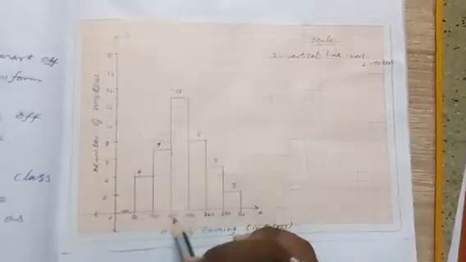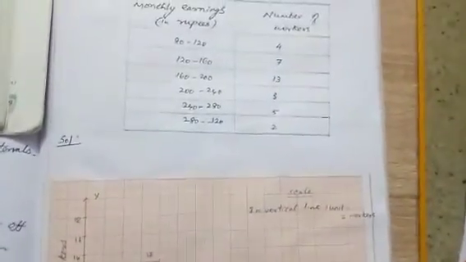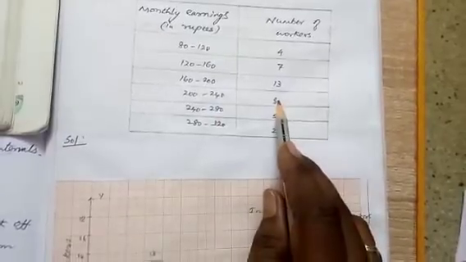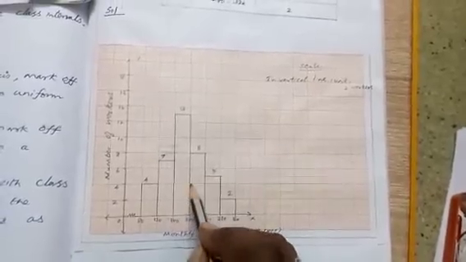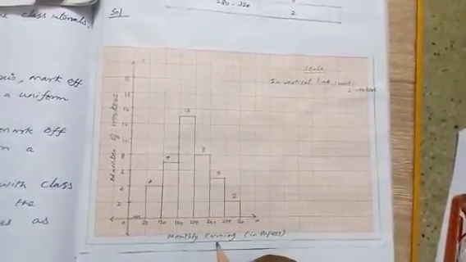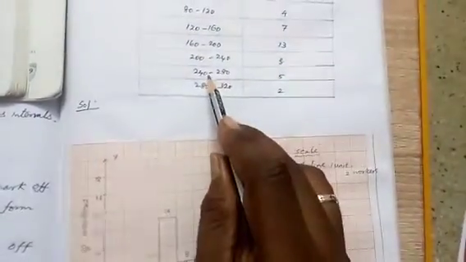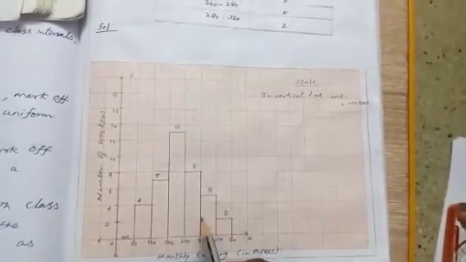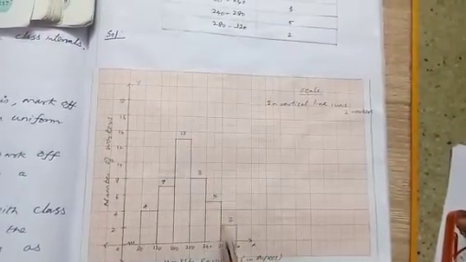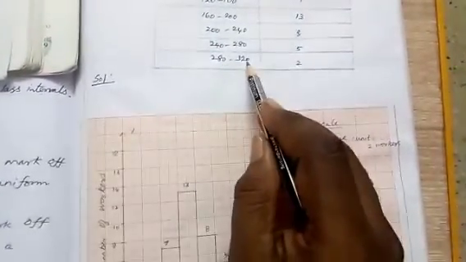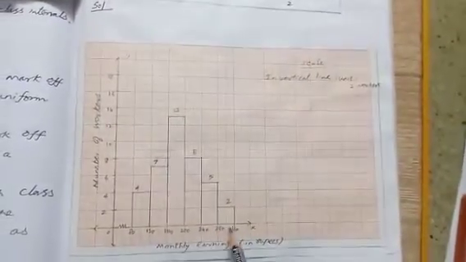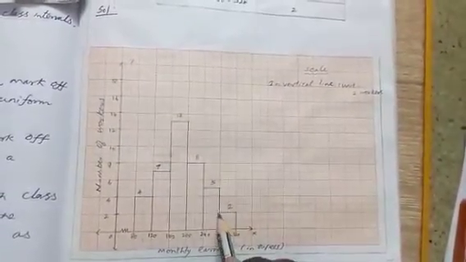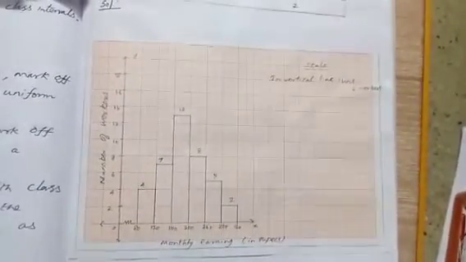The next one is 200 to 240, where the number of workers is 8. So 2, 4, 6, 8. Draw the bar. The next one, 240 to 280, is 5. Draw the bar up to 5. Next, 280 to 320, the number of workers is 2. So draw the bar. So this is the histogram.